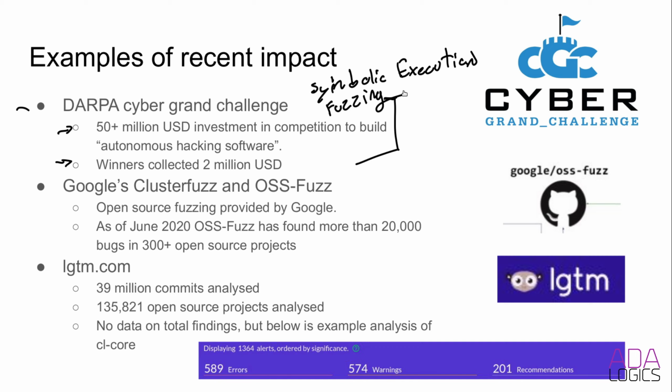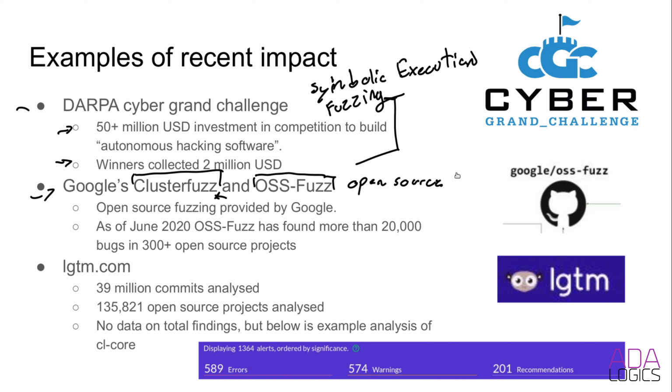Another example of recent impact is Google's ClusterFuzz and OSSFuzz. ClusterFuzz is a service that allows you to run a lot of fuzzers in the cloud for many different projects, and OSSFuzz is an instance, in a sense, of ClusterFuzz that enables you to run fuzzers against open source software. And this service is provided free. The developers of the software just have to integrate the fuzzers themselves, which can take a little bit of effort.